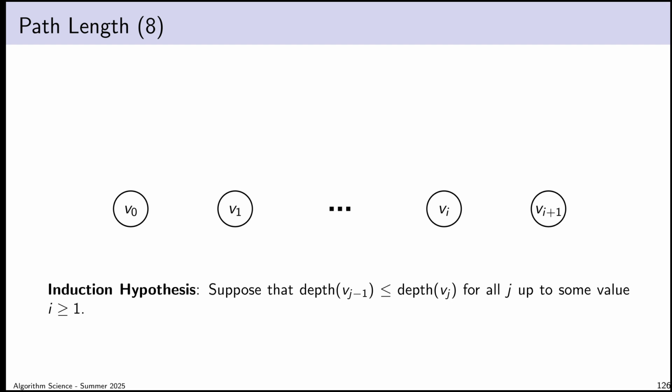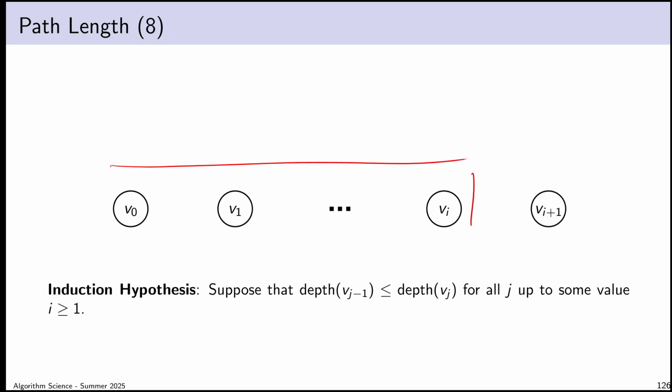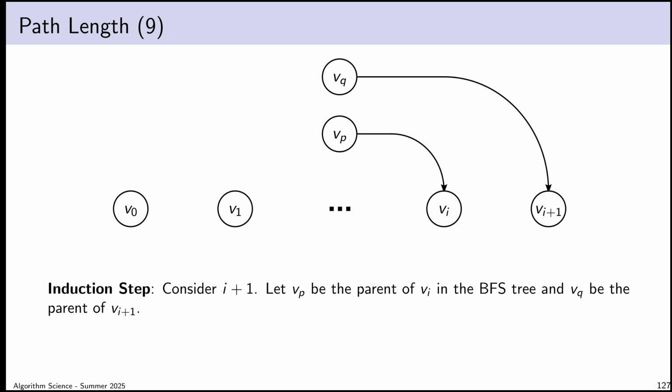Now, the hypothesis is simply that the theorem holds. It's a stronger hypothesis. Suppose it holds for every pair of vertices up to Vi, basically. So it has to be stated in a weird way because it's a stronger hypothesis. Suppose that the depth of V(j-1) is less than or equal to the depth of Vj for all j up to some value i greater than or equal to 1. In other words, suppose that the theorem holds for this part of the sequence. And then my induction step will be taking a look at this vertex and showing that the theorem has to hold there as well.